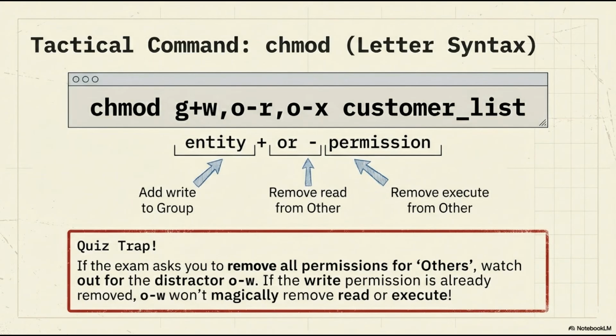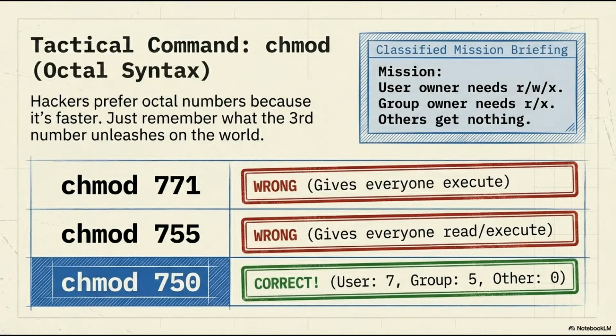Let's transition to slide 7, tactical command chmod octal syntax. They prefer it because it's incredibly fast and absolute. Let's review the mission on this slide. The user needs read, write, execute, so that's a 7. The group needs read, execute, which is a 5. And others get absolutely nothing, so 0.